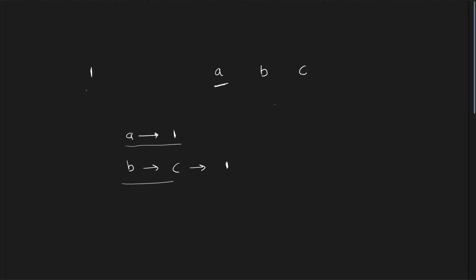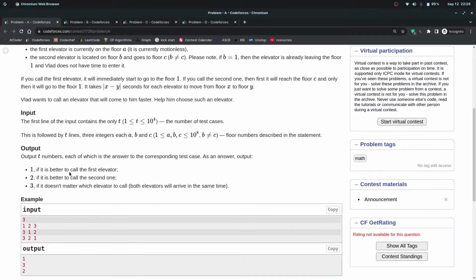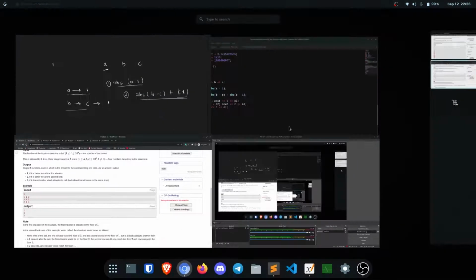So it is easy to calculate the time required by both of those. The time for the first lift would be the absolute value of A minus 1. So this is the value for the first lift, and for the second lift, the answer would be absolute of b minus c plus c minus 1, right? So this would be the answer for the second lift. Now we have to tell if this first value is smaller than the second value, or greater than, or both of them are equal. So these are the 3 cases that we have to print.